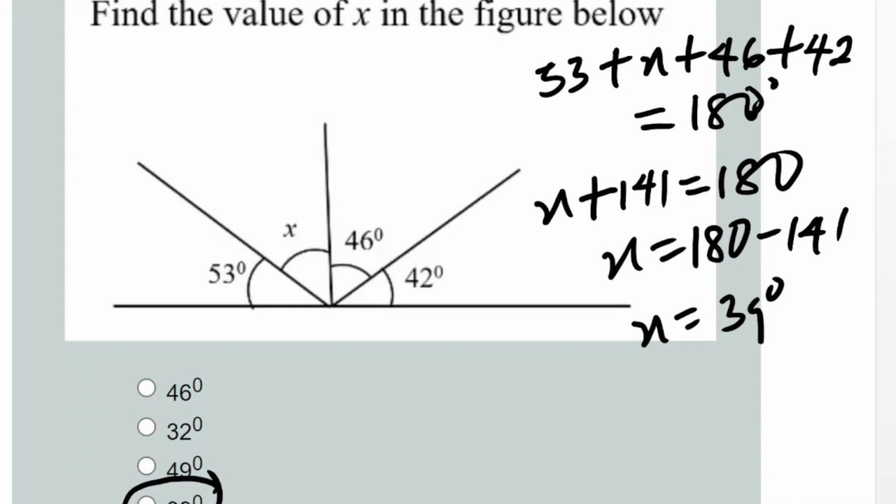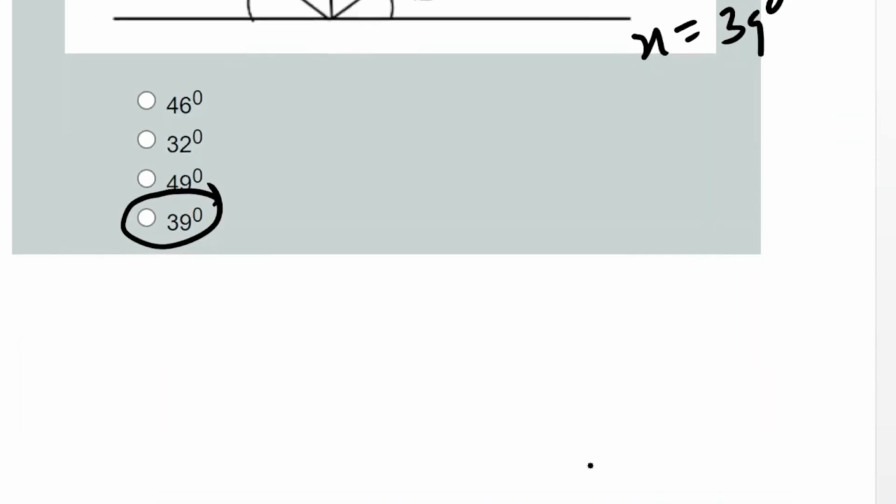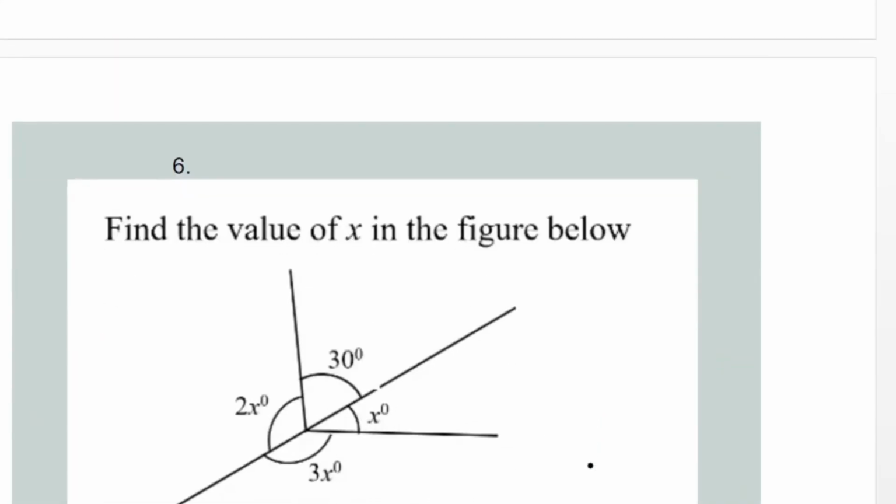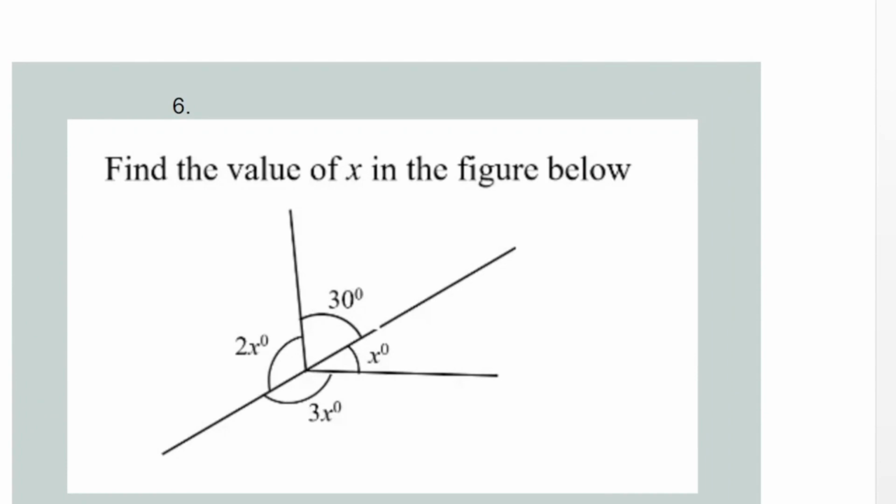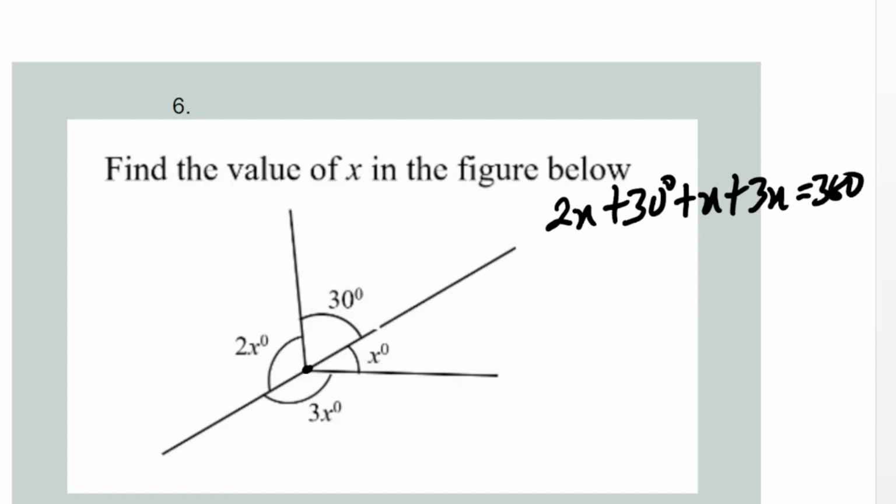So the next one is question number six. For question six, we have this. Find the value of x in the figure below. So what you can see is that the angles are surrounding a point. So these are angles at a point. In this case, we add everything together: 2x plus 30 degrees, plus x, plus 3x, equals 360 degrees.